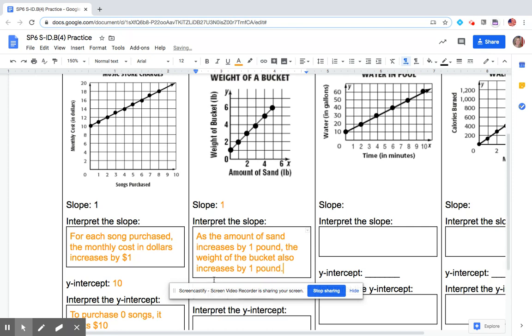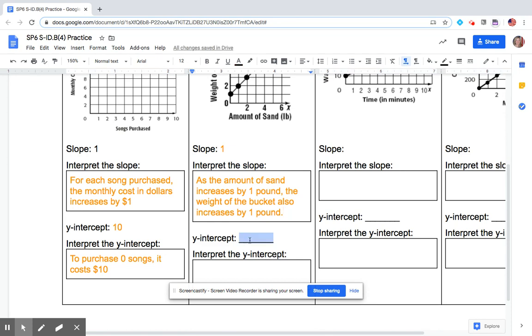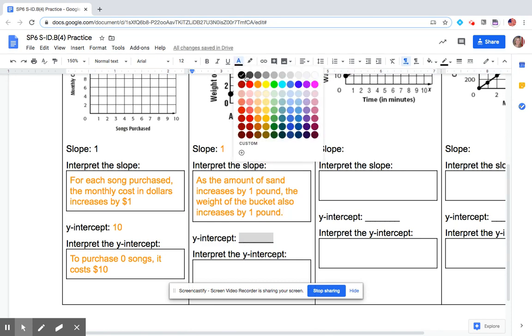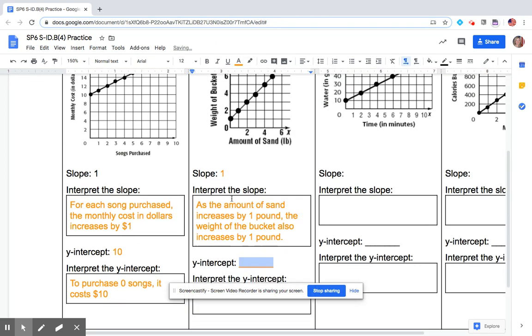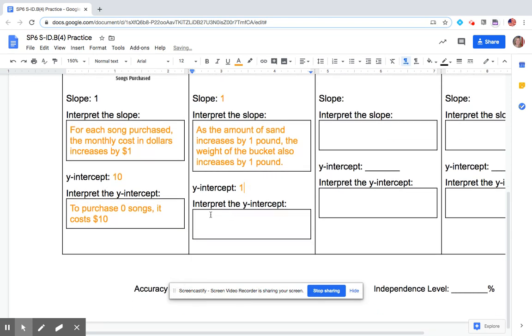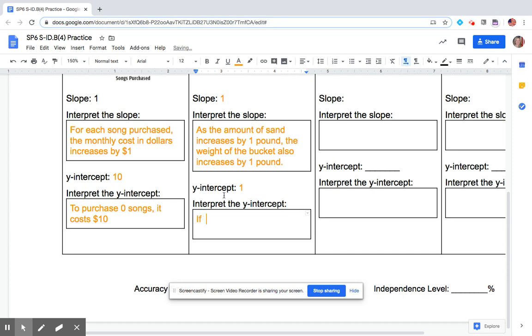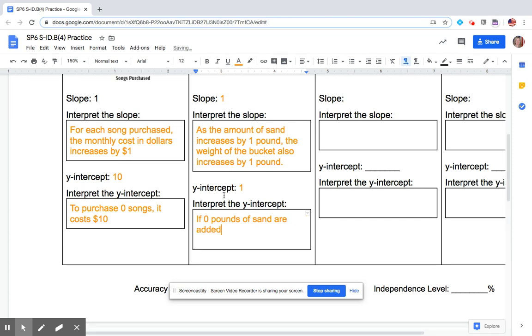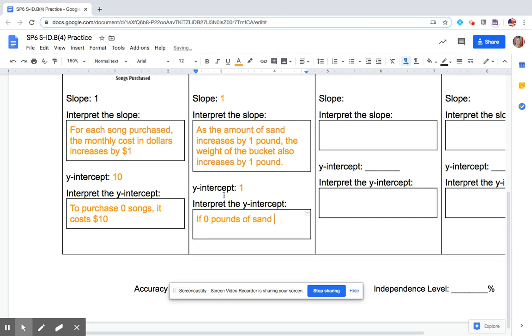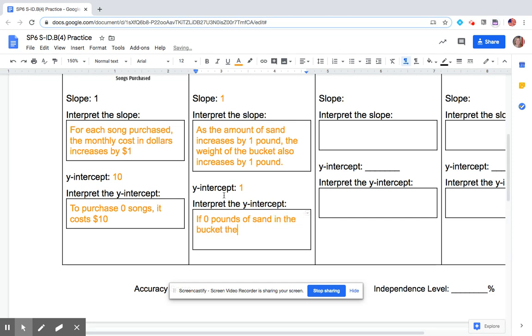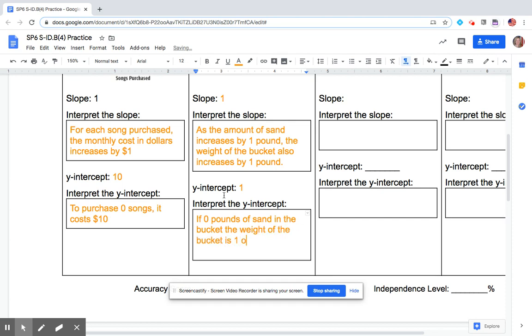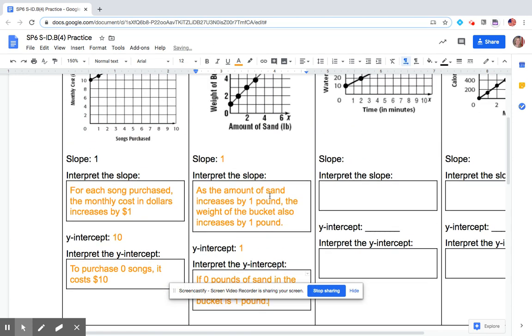Then we're asked to interpret the y-intercept. Okay, the y-intercept is 1. And what does that mean in the context of the problem? That if 0 pounds of sand are in the bucket, the weight of the bucket is 1 pound. So that's just the weight of the bucket with no sand in it, right?